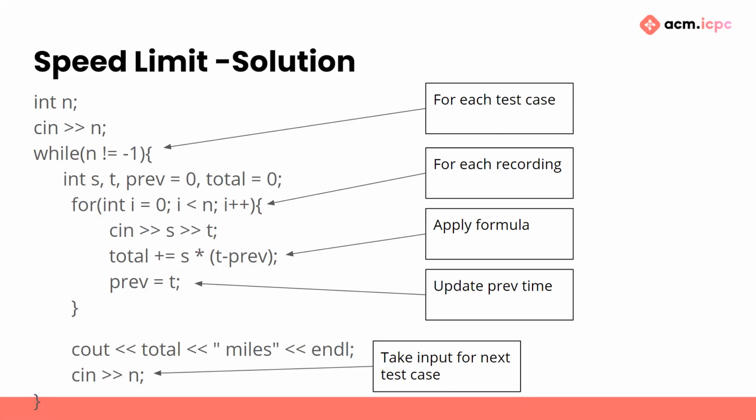And this next part is important. We use cout to print out the number of miles in the current test case. And then we use cin to get the number for the next test case. This is the number of recordings that would be there in the next test case, or it'd be -1 if there are no more test cases.